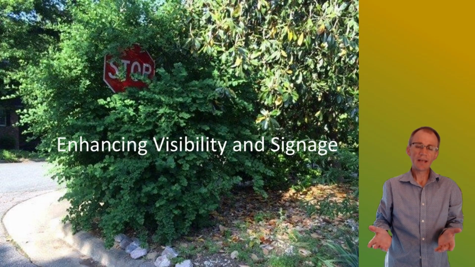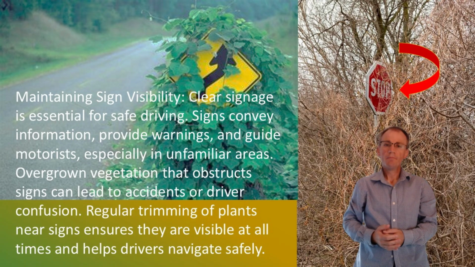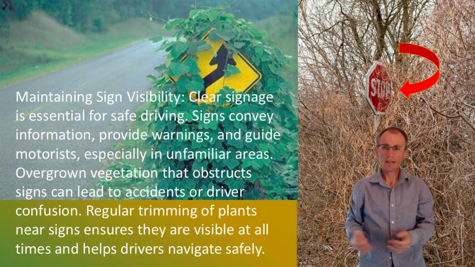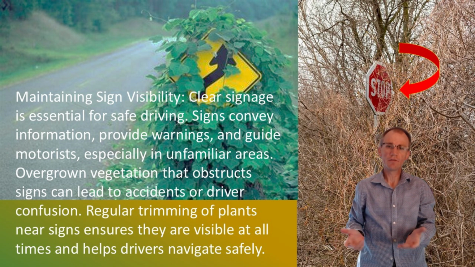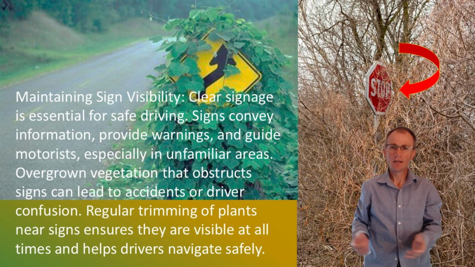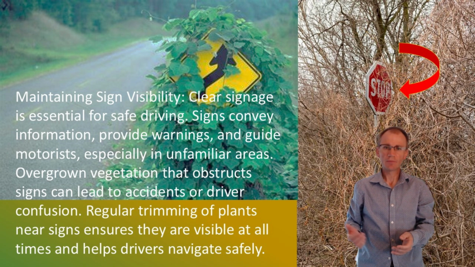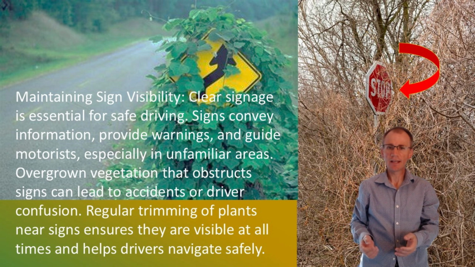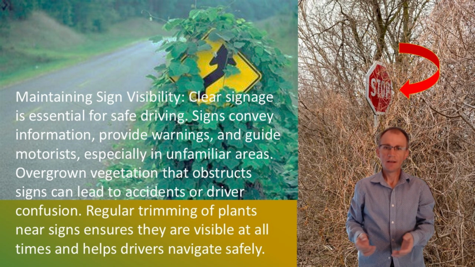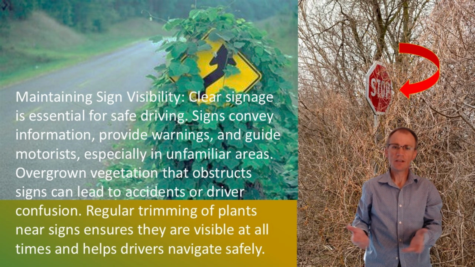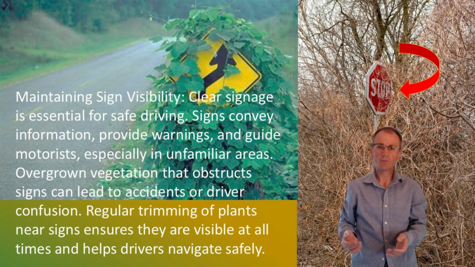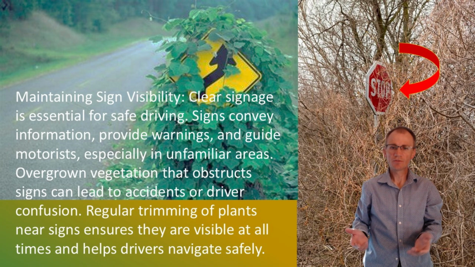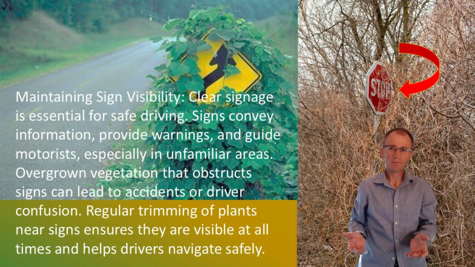Enhancing visibility and signage. Maintaining sign visibility. Clear signage is essential for safe driving. Signs convey information, provide warnings, and guide motorists, especially in unfamiliar areas. Overgrown vegetation that obstructs signs can lead to accidents or driver confusion. Regular trimming of plants near signs ensures that they are visible at all times and helps drivers navigate safely.